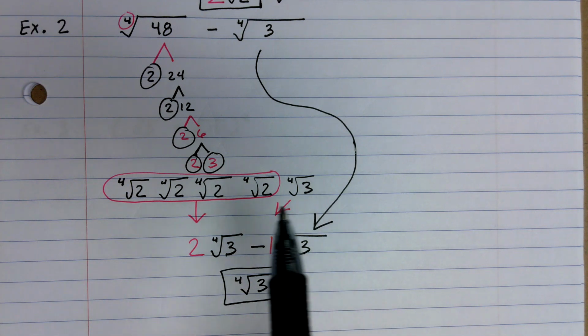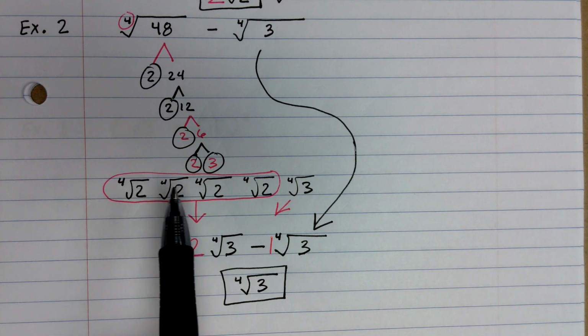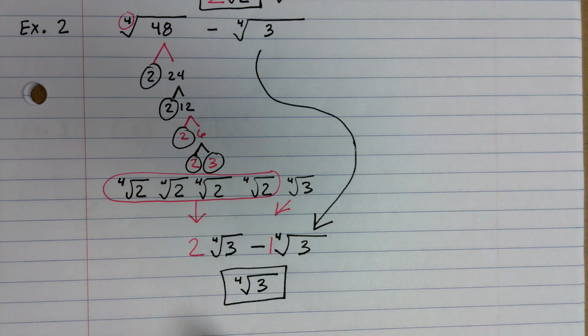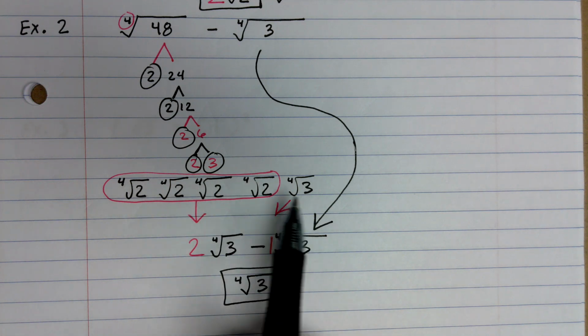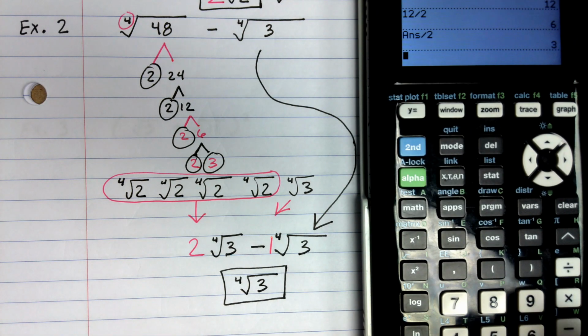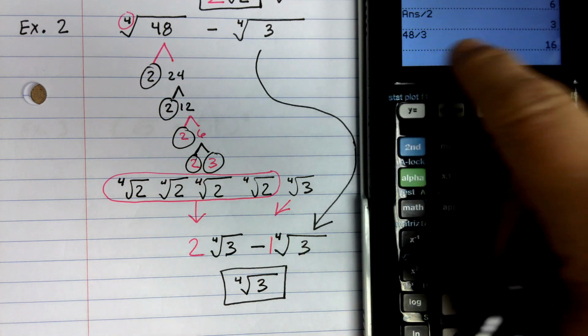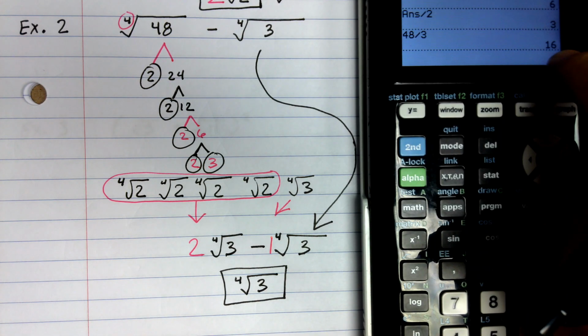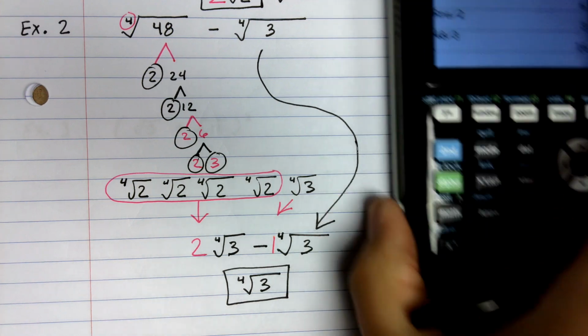Now, the other thing I want to tell you is I know now, seeing 4 2's here, that if I would have broken this up as 3 and 16, in other words, if I would have used my prime number of 3, so let me show you. I'm going to do 48 divided by 3. I would have got 3 and 16. And 16 is a perfect fourth root.